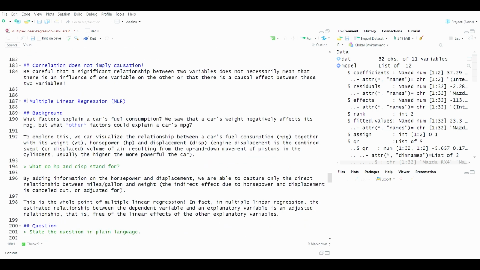Scrolling down, once again, I like to remind you that correlation does not imply causation. It doesn't. Be careful that a significant relationship between two variables does not necessarily mean that there is an influence of one variable on the other, or that there is a causal effect between these two variables.